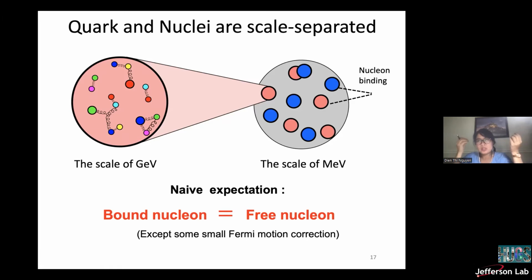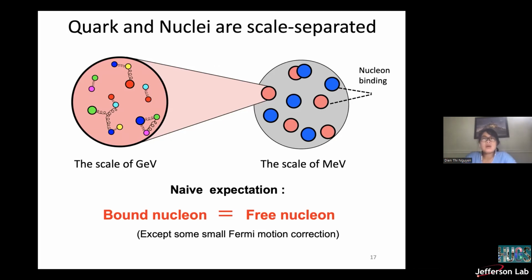With this naive expectation, we will think that the bound nucleon, the nucleon inside the nucleus, will behave the same as the free nucleon. The only thing that could be different here is the Fermi motion correction, because when you have a nucleon inside a nucleus, it is moving inside the nucleus and has Fermi motion. So if it is different, it should only be different by the Fermi motion correction. Other than that, we naively expect that there is no difference.